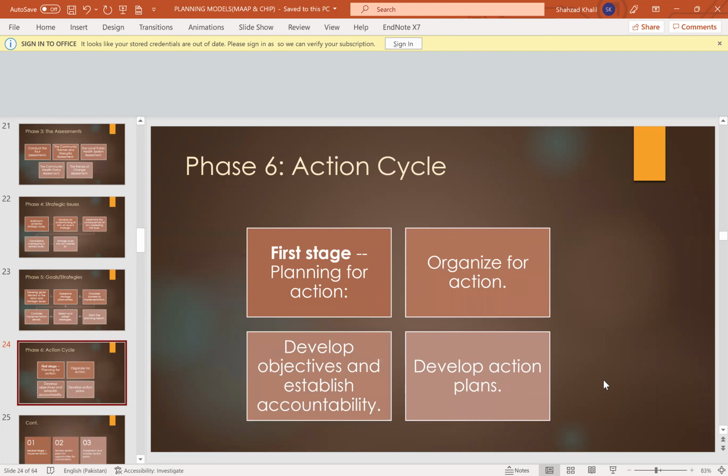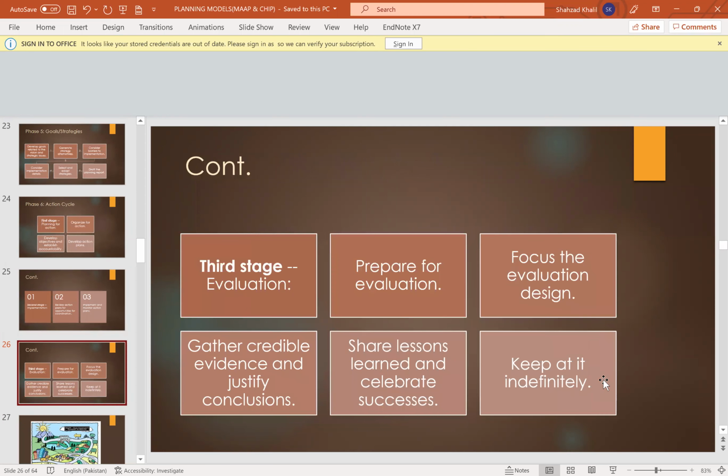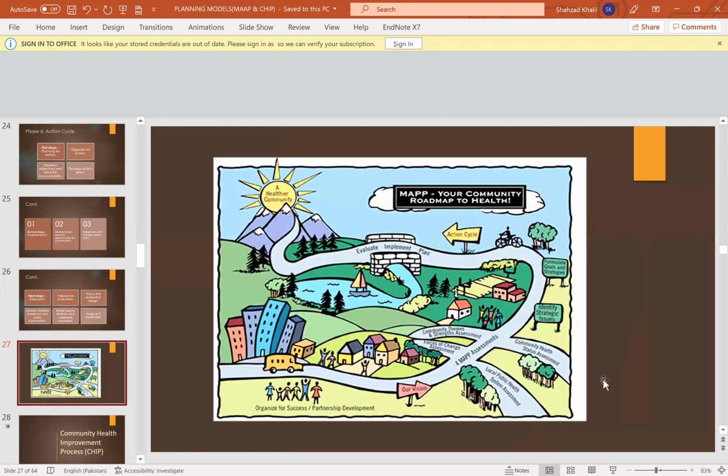The last phase is the action cycle. It has three stages: planning, implementation, and evaluation. The first stage is planning for action: organize for action, develop objectives and establish accountability, and develop action plans. The second stage is implementation: review actions, plan for opportunities and coordination, and implement and monitor action plans. And the third stage is evaluation. Prepare for evaluation, focus the evaluation design, gather credible evidence and justify conclusions, share lessons learned and celebrate successes, and keep at it indefinitely. As you can see, it is the MAPP, your community roadmap to health.